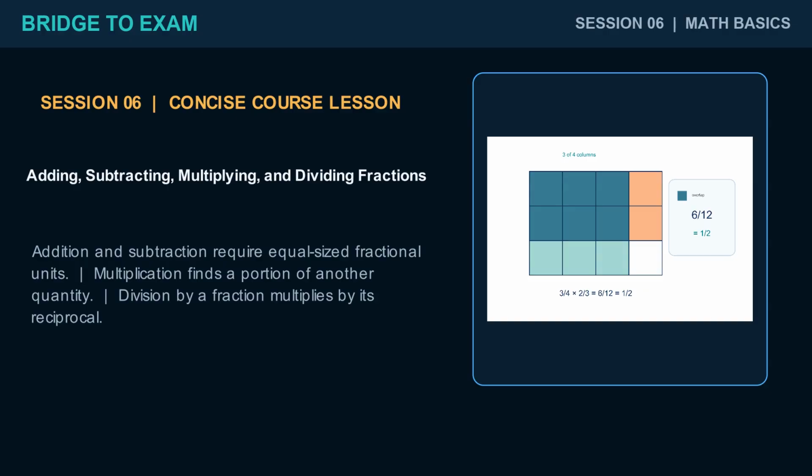Fraction operations make sense when the unit is tracked. Addition and subtraction require equal-sized pieces. Multiplication finds a fraction of a quantity. Division asks how many groups fit or how large each group is.